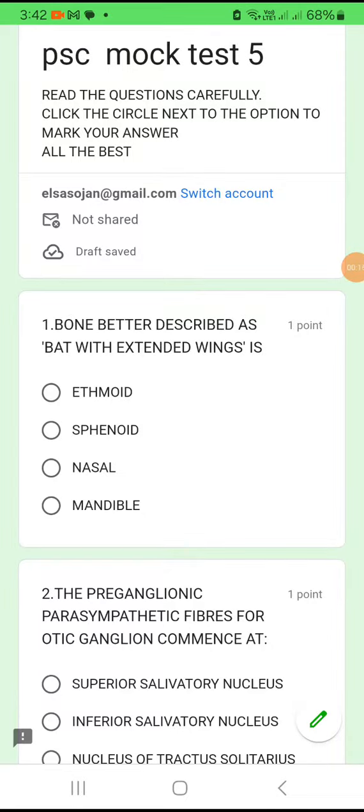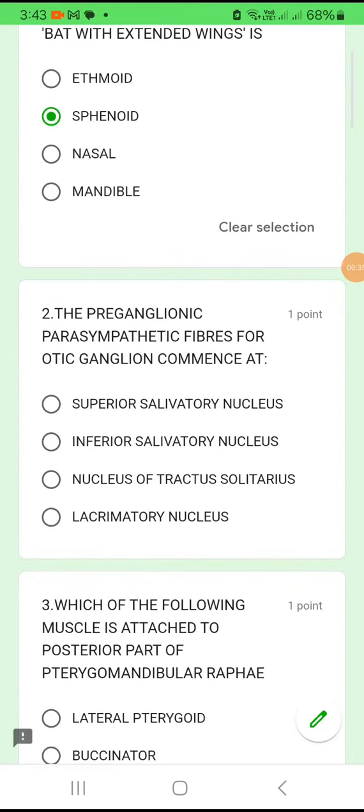Bone better described as bat with extended wings. The options are ethmoid bone, sphenoid bone, nasal, or mandible. The one described like a bat with extended wings is the sphenoid bone, option B.